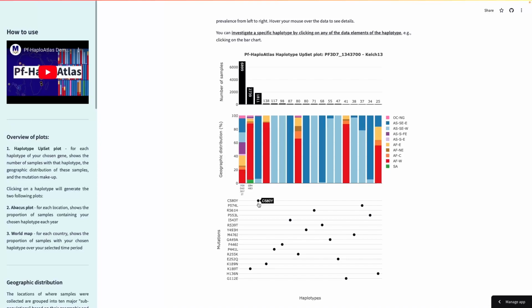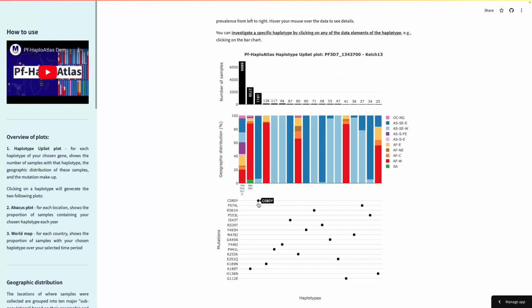This haplotype has a C580Y mutation, which means that in these parasites, the 580th amino acid of the Kelch13 protein is a Y amino acid compared to the usual C, found in 3D7. This means a cysteine is replaced with a tyrosine.